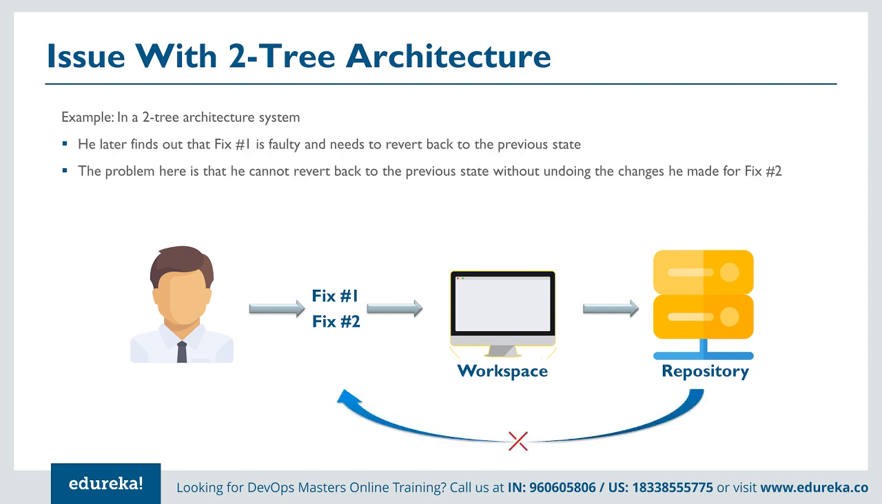Now, he later finds out that fix 1 is faulty and he needs to revert back to the previous state. The problem here is that he cannot revert back to the previous state without undoing the changes he made for fix 2. So we'll have to revert the complete fix back and then commit fix 2 again independently.